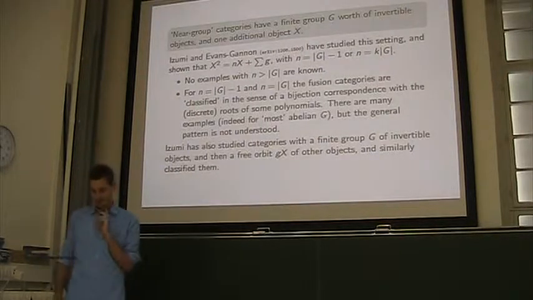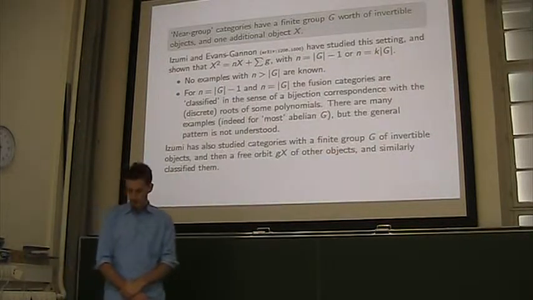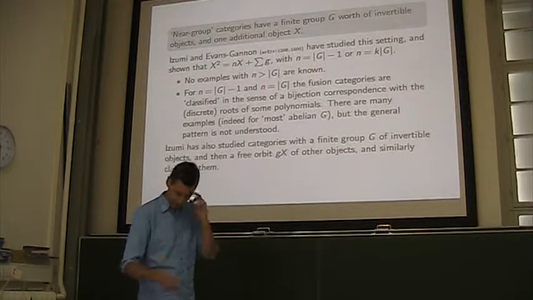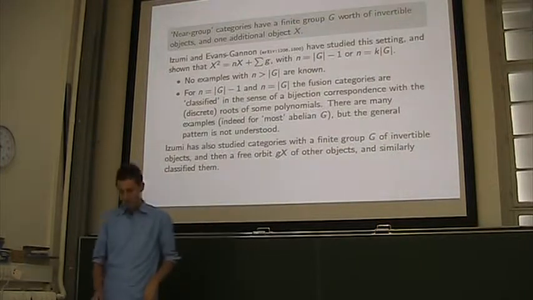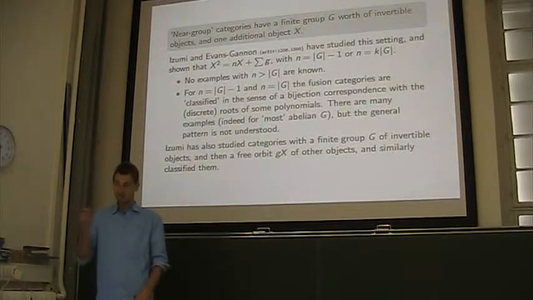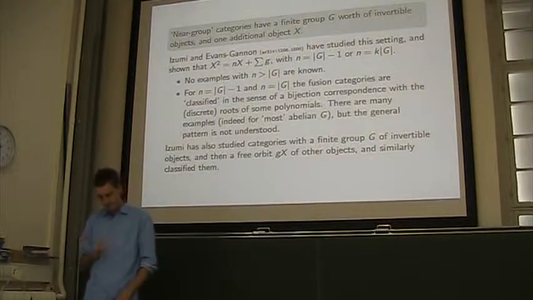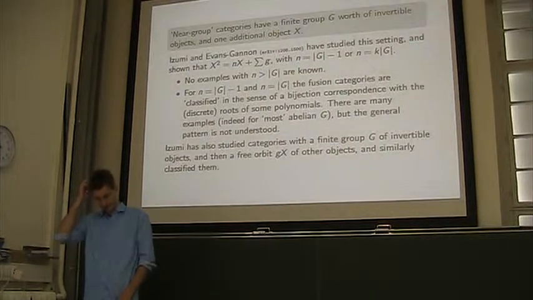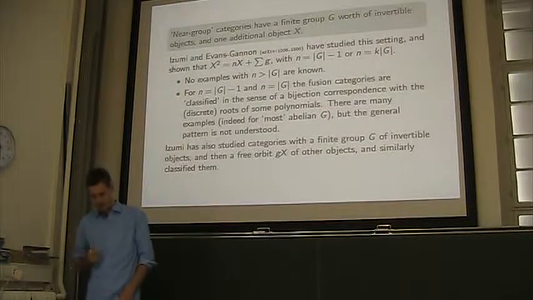Okay. The other thing that I want to mention about the small rank case are these near-group categories. So the first class of near-group categories are ones where there's a finite group's worth of invertible objects, so objects of dimension 1, and then just one additional object in the fusion category. Now these sorts of categories, Izumi and separately Evans and Gannon have studied, and they've shown quite a bit.